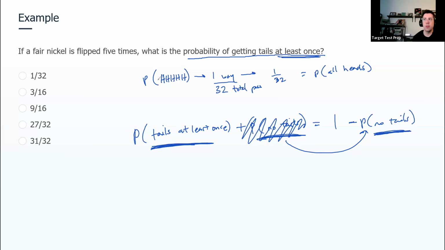The probability of getting no tails is the same as the probability of getting all heads, and there's only one order for that to happen: head, head, head, head, head. So that's 1 out of 32 total possibilities. The probability of tails at least once equals 1 minus 1 over 32, which equals 31 out of 32.